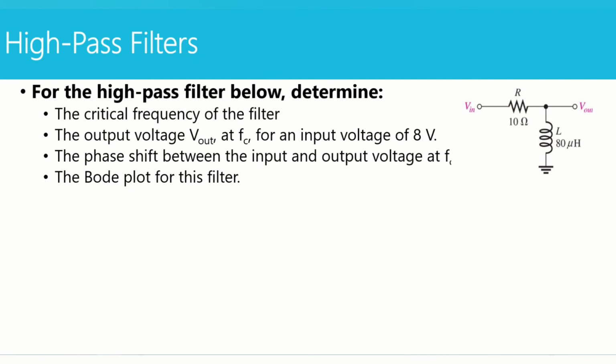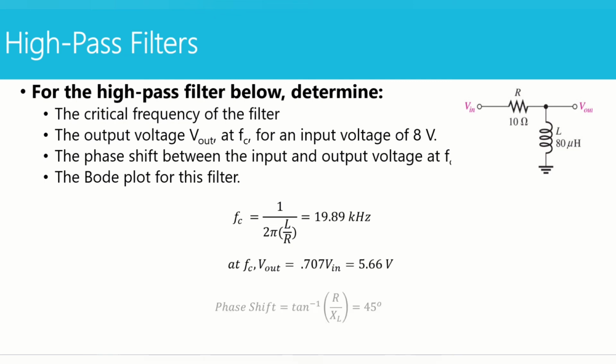Here's a second example where we have a high-pass RL filter. We're going to calculate the critical frequency, the output voltage, V out, at the critical frequency for an input voltage of 8 volts, the phase shift, and lastly, draw the Bode plot. So here's the critical frequency. This is from the formulas shown on the previous slides. You're going to plug in your values for L and R and get a critical frequency of 19.89 kilohertz. At the critical frequency, we know that V out is going to be 70.7% of V in. And the phase shift is going to be 45 degrees.